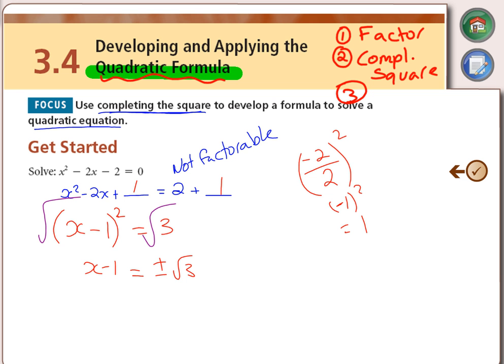And now, last one, add over the 1. X equals 1 plus or minus the square root of 3. Means again, we've got 1 plus root 3 or 1 minus root 3. Those are the exact values.